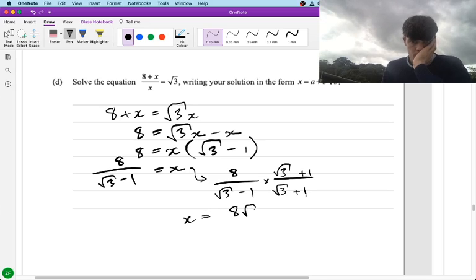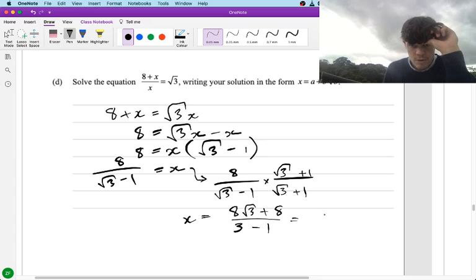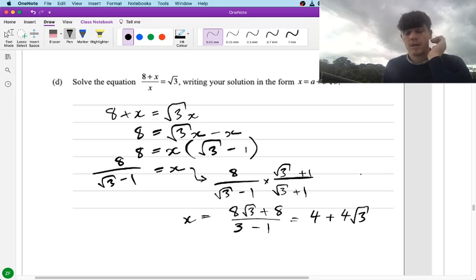8 root 3 plus 8 over root 3 times root 3 is 3. These things cancel out. Negative 1 times positive 1 makes minus 1, so that's over 2. 8 over 2 is going to be 4, putting it in their form now, plus 4 root 3. Nice. Now that is in the form that they so desired. Beautiful.